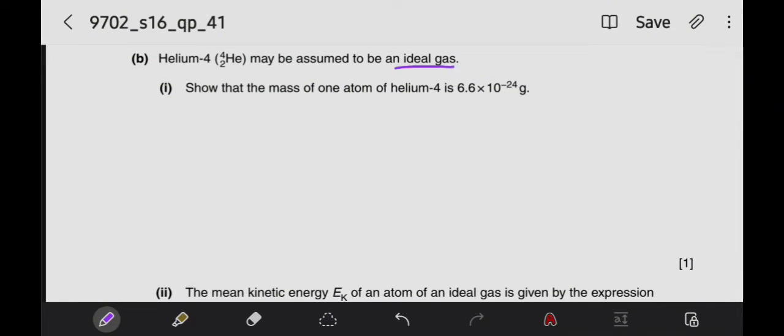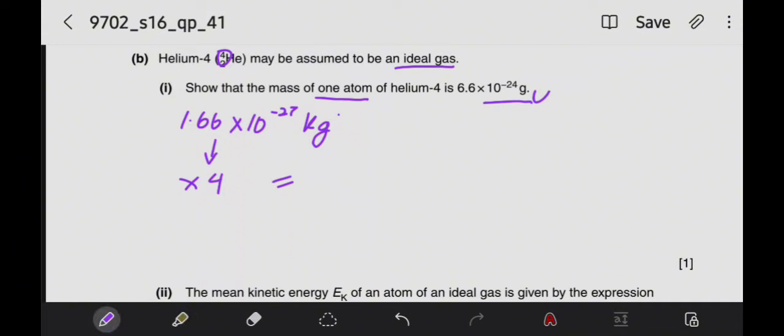Helium may be assumed to be an ideal gas, show that the mass of one atom of helium is this. Okay, so we know that the unified atomic mass unit is 1.66 into 10 to the power minus 27 kg. And since we have 4 in helium, you need to multiply this by 4. And then you have to also multiply it by 1000 because it is in kg and you need to convert it into grams. And the answer we would get would be 6.6 into 10 to the power minus 24 grams.